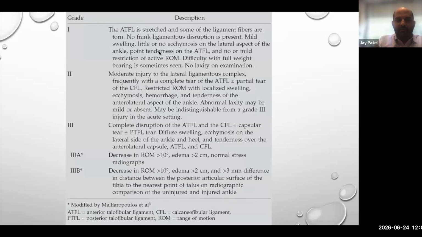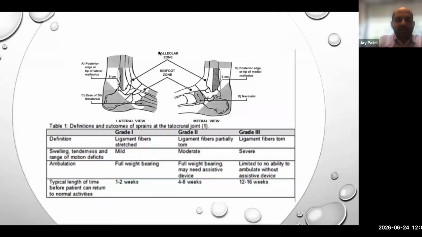The grade 3A and 3B are more radiographic, so those are more considered stress x-rays and whatnot. Not necessarily important from an exam standpoint. It's a little bit better slide, kind of summarizing it a little bit more concisely.